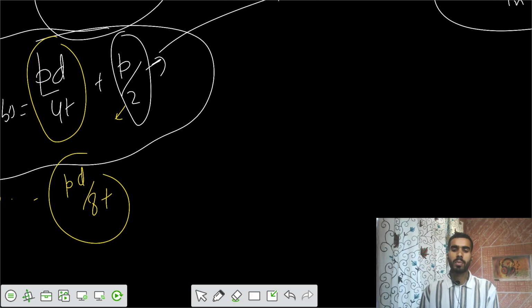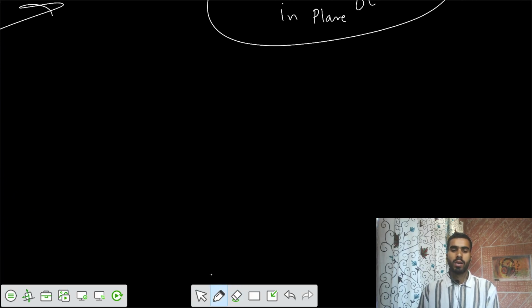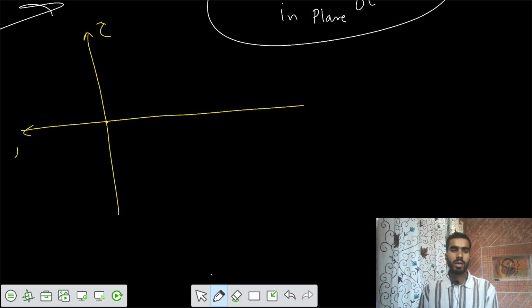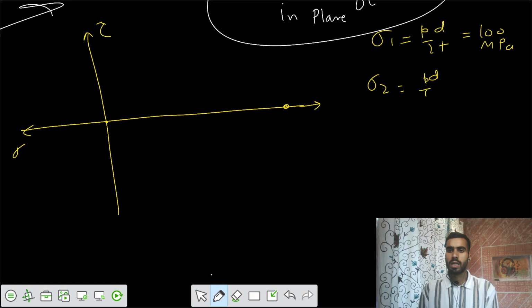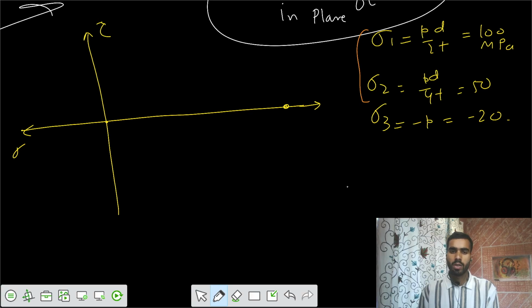Now if you want to represent that in terms of Mohr circle, you have a reference line, some tau, some sigma. Let's take sigma 1 equals PD by 2T. Let's say that value is 100 megapascal, and sigma 2 is PD by 4T, and that is 50 megapascal, and sigma 3, that is radial, that's minus P. Let's take that as minus 20. So for the tau max in plane, we are talking about only these two values, sigma 1 and sigma 2. If this is 100, 50 would be somewhere here.